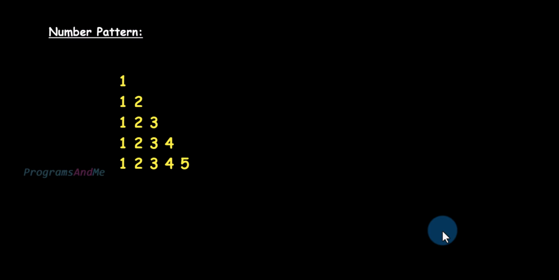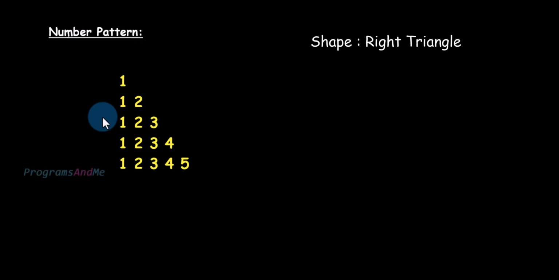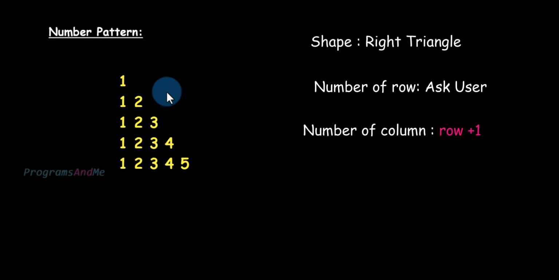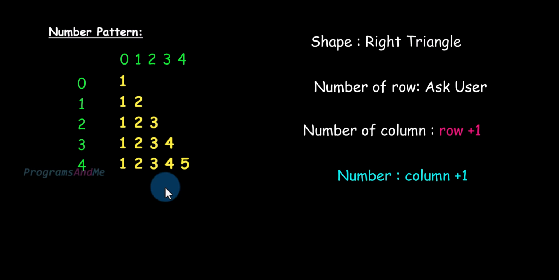Today in this tutorial we'll write a Python program to print this number pattern. The shape of this pattern is a right triangle. Here the number of rows is 5 in this example, but in the program we'll ask the user to enter the number of rows. And for the number of columns I'll use the formula row plus 1. Because when row is 0 I want 1 column, when row is 1 I want 2 columns, and when row is 2 we need 3 columns, like that. That's why we'll use the row plus 1 formula for the number of columns.